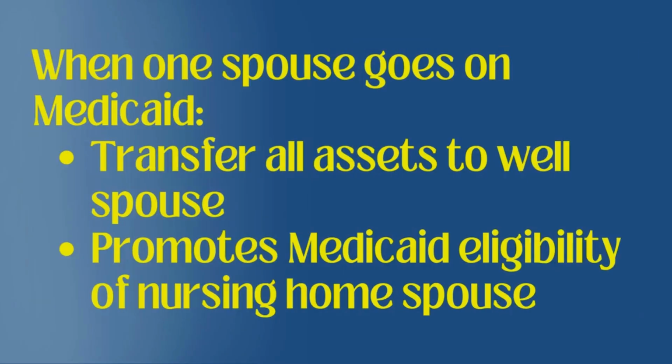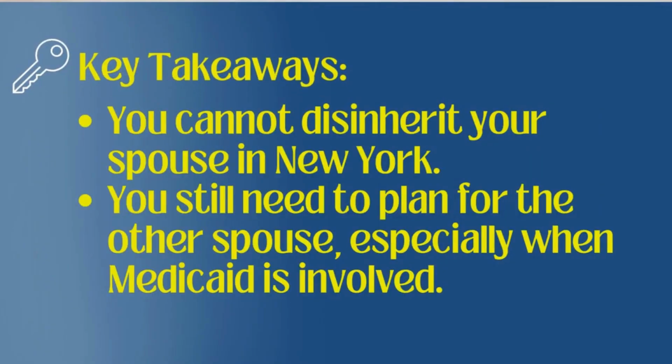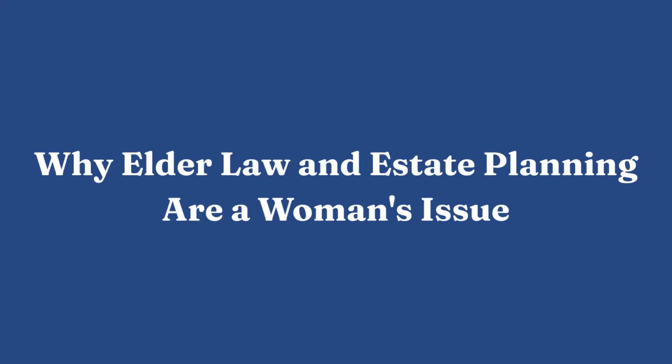So many times when there's a married couple and one person becomes sick and needs to go to a nursing home, we'll typically have them transfer all of their assets to the other spouse, the well spouse, and get the spouse in the nursing home on Medicaid right away. But what's very important to know is you can't completely disinherit your spouse in New York, but you still need to do planning around the possibility that the spouse who is well at the beginning of the scenario ends up passing away first.